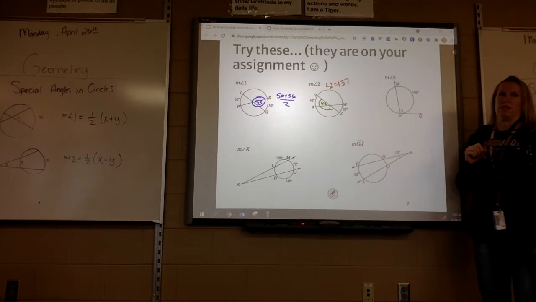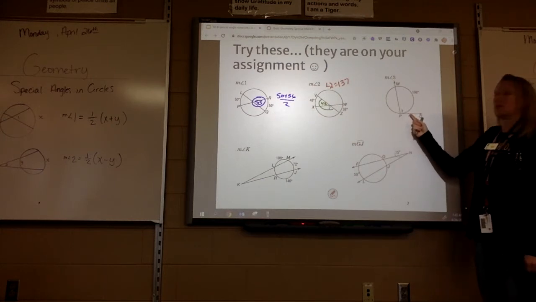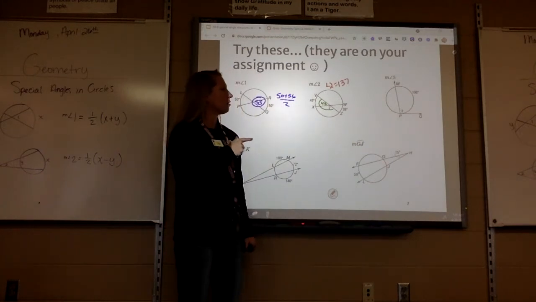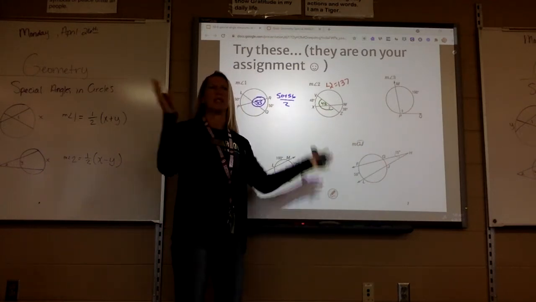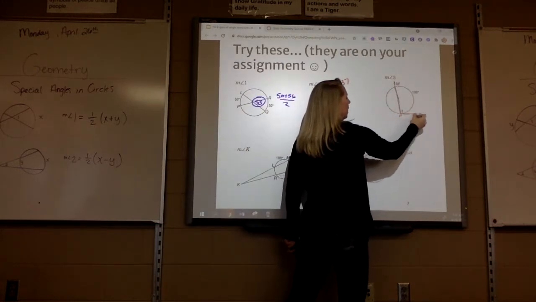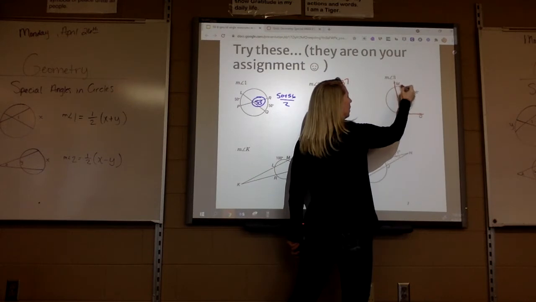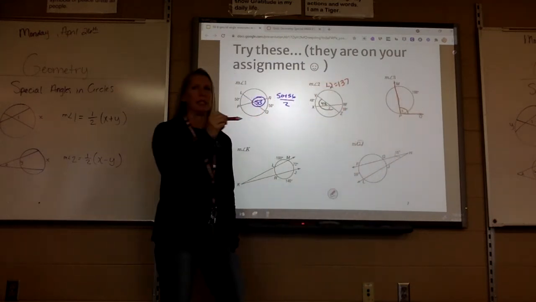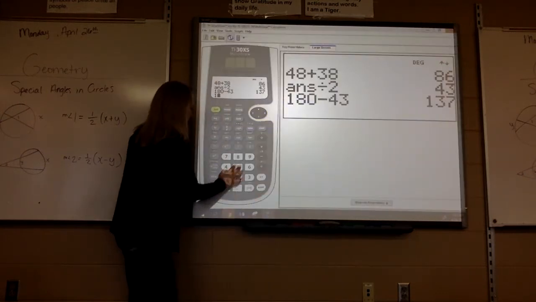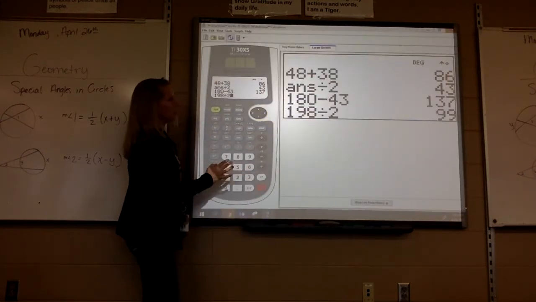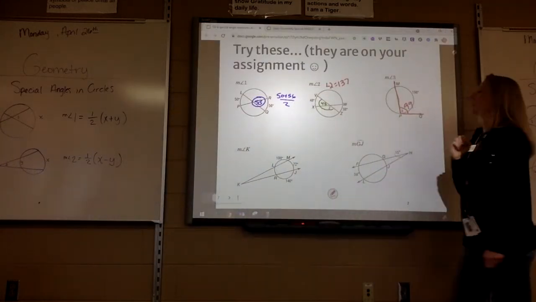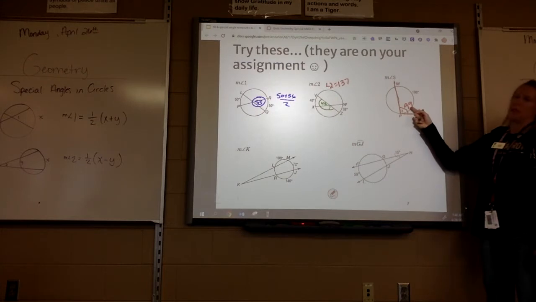How do you guys feel on that so far? This is just thrown in. It's a review from Friday? Maybe Wednesday? I don't remember. This is just an inscribed angle. What do you have to do to get the inscribed angle? Do you guys remember? Just divide by 2. So 198 divided by 2 is 99. So you'll have a couple like that.